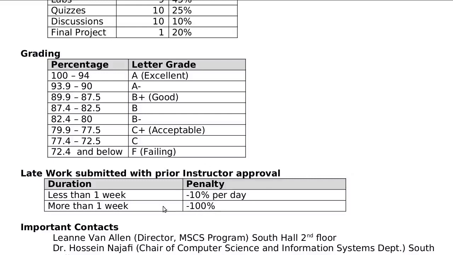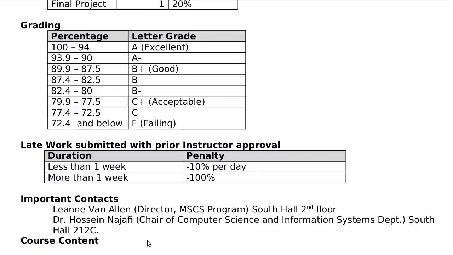Important contacts: if you want to talk to someone else about this course, definitely get a hold of either Ms. Leanne Van Allen, who's the director of the MSCS program in South Hall, second floor, or the head of the department, Dr. Hussein Najafi, and he's also in South Hall.